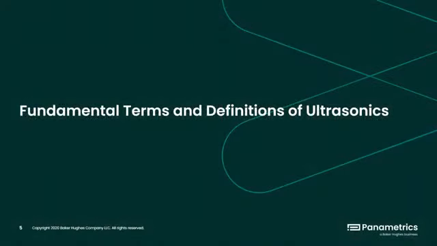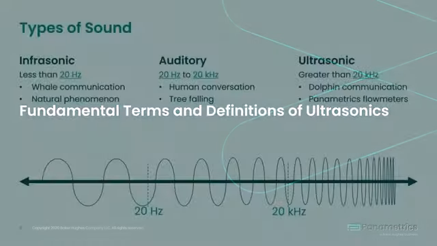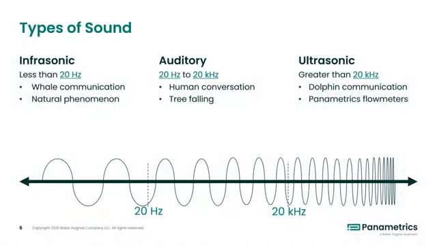We will begin with some fundamental terms and definitions that are used in ultrasonic flow measurement. But before we get into that, what is ultrasonics? To get that answer, let's take a look at the different types of sounds. Sound waves are vibration energy that travel through gas, liquids, or solids. Sounds can be classified by the frequency ranges as shown on this page.